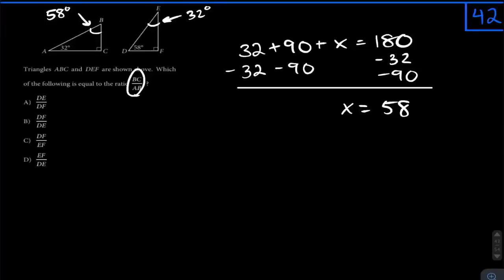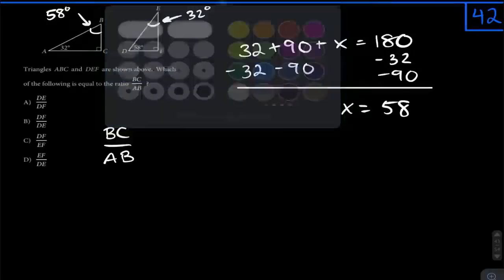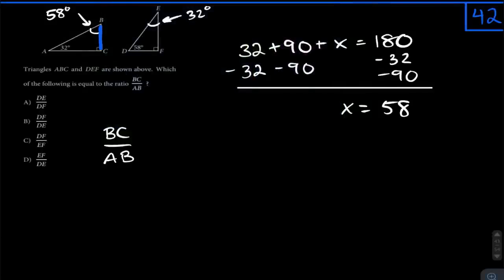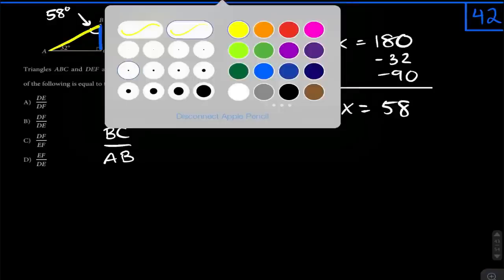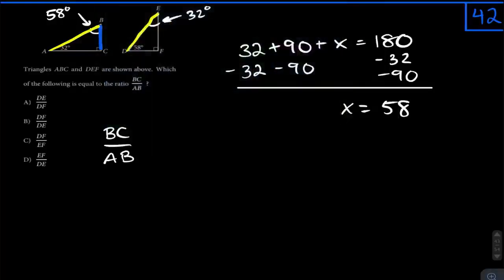So looking at this now, we can find this ratio. What is BC over AB even referring to? Well, BC is right here, AB is right here, and what are those two sides? We'll use yellow here. What are those two sides on the other triangle, right? Well, the hypotenuse would be DE, and the small side would be DF.